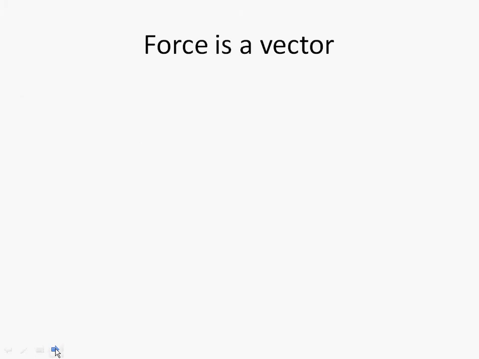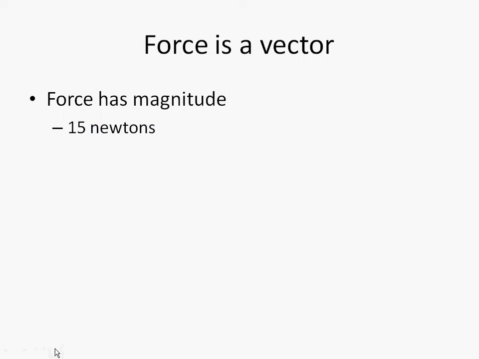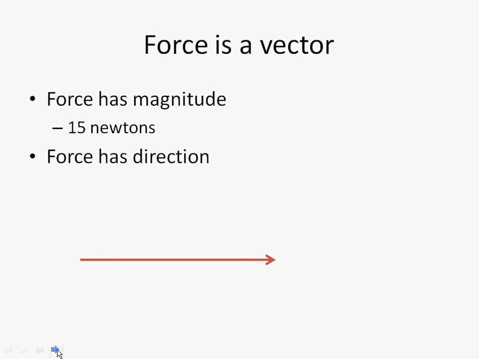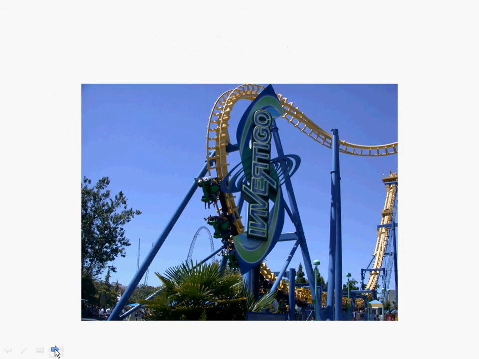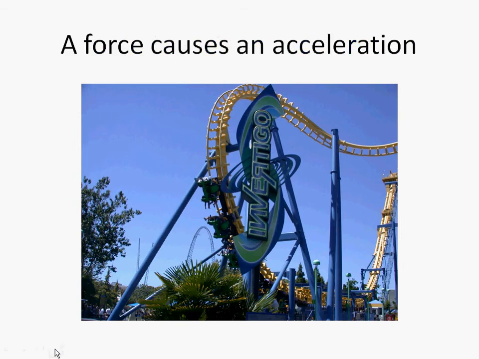Force is a vector. And a vector means it has magnitude, that's like how much, 15 newtons, and a force has direction. So this arrow can be a vector that represents 15 newtons to the right. A force causes an acceleration.